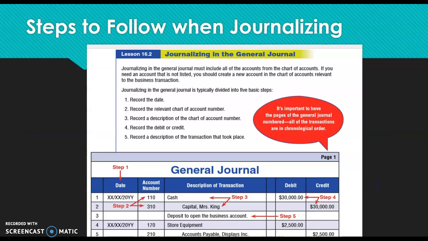So let's look at the steps that you follow when you are preparing entries in a general journal, and you can also call it journalizing. I took a sheet out of another accounting textbook, and this is called Journalizing in the General Journal. So you have 5 steps here.